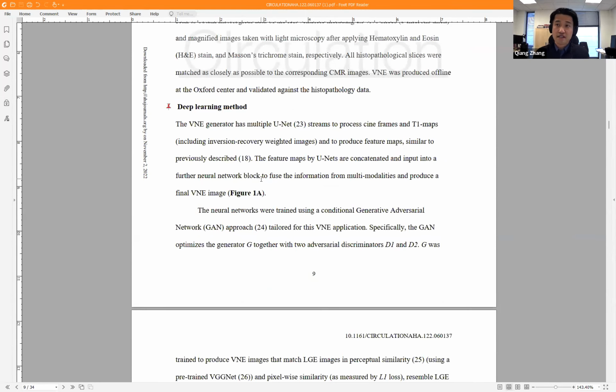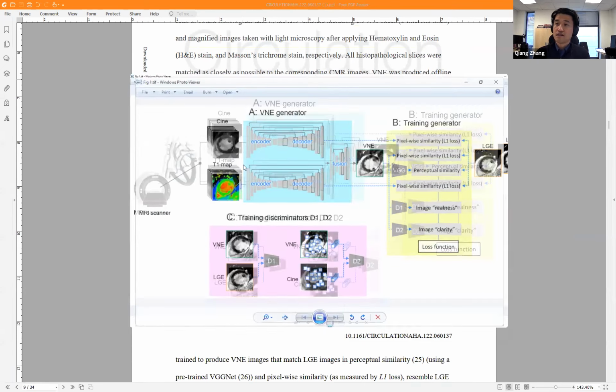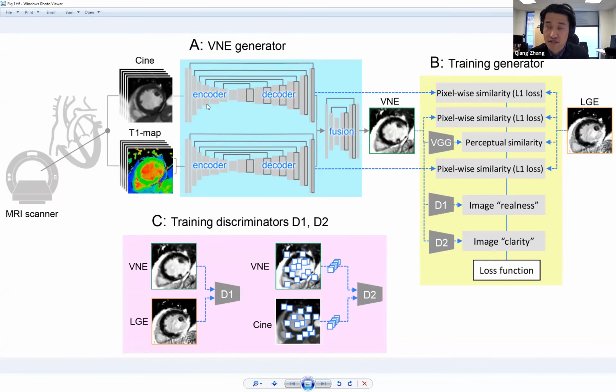So first, the deep learning method. I'll demonstrate this figure here. Sitting at the core of this technology is a group of neural networks. The neural networks extract information from the T1 mapping together with the cine images, and then combine the enhanced information to produce a VNE image that resembles a conventional LGE image. These neural networks are trained using a generative adversarial network, a deep learning strategy that encourages the neural network to produce images that look like LGE and detect lesions like LGE.